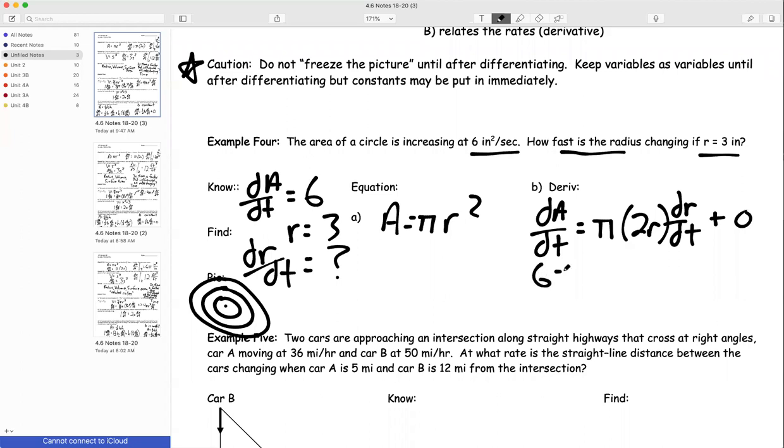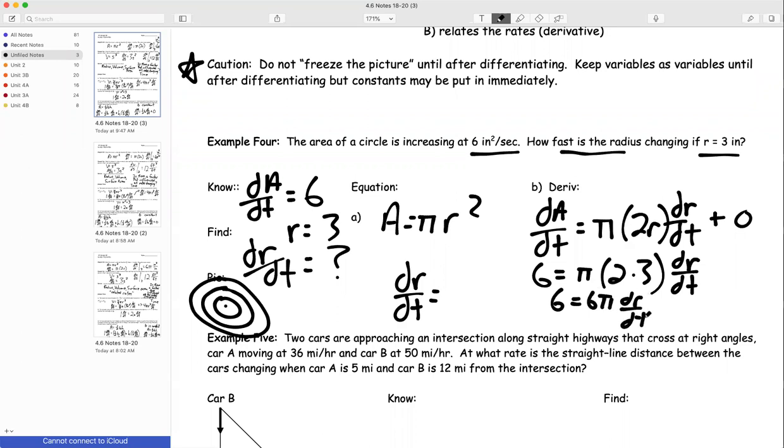6 equals pi times 2 times r, which is 3, times dr/dt, which is what I'm trying to find. And so now I'm going to solve for dr/dt. I've got 6 is equal to 6 pi dr/dt. I divide by 6 pi on both sides. So dr/dt is equal to 6 over 6 pi.